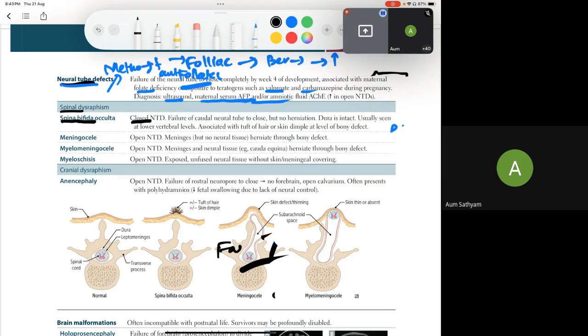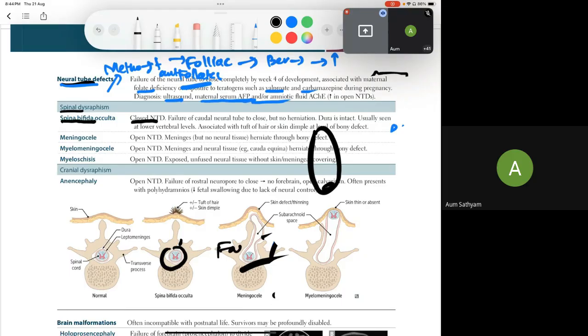So, spina bifida occulta. It's basically a closed neural tube defect. It isn't an open neural tube defect. In spina bifida occulta, you can see that there is a problem with the vertebral body, no problem with your spinal cord, no problem with the layers, the meninges, no problem with the CSF which is surrounding, right? So basically in spina bifida occulta, it's a closed neural tube defect, and the neural tube is going to be closed, but the problem is with the vertebral body.